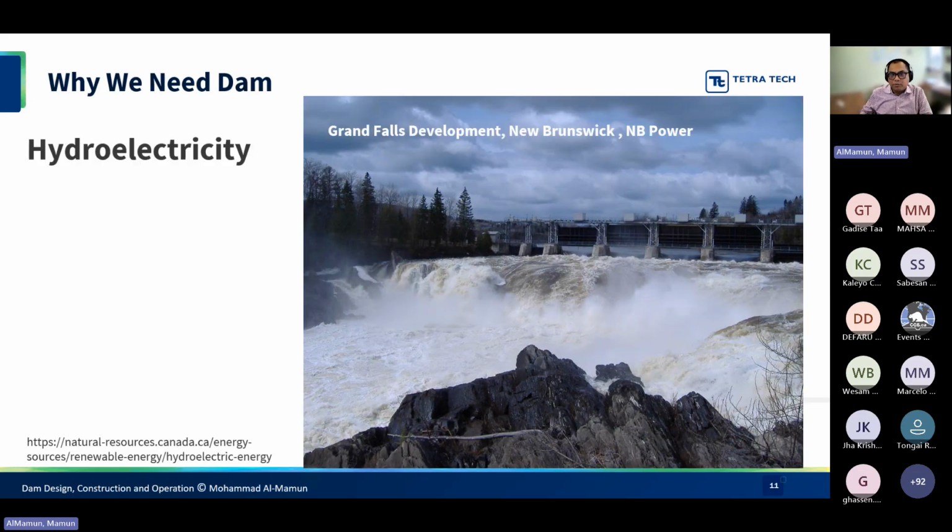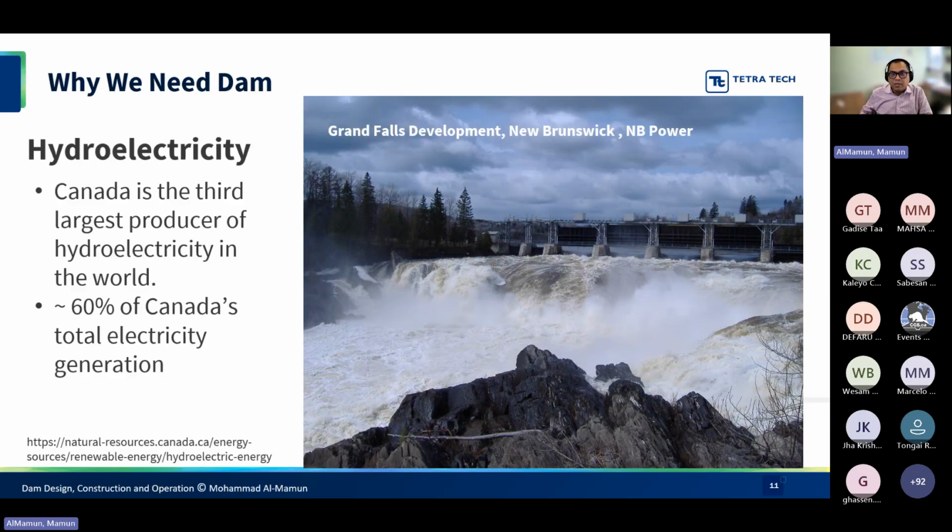So why do we need them? Of course, as I said, hydroelectricity, right? But it's amazing to know that still 60% of Canada's total energy comes from hydroelectricity generation. And Canada is the third largest producer of hydroelectricity in the world. I have a slide on it, and you will see how these dams and the hydroelectricity industry are spread out across Canada. But worldwide, I think one of the major dam constructions and some of the larger projects is still around hydroelectricity and power generation.